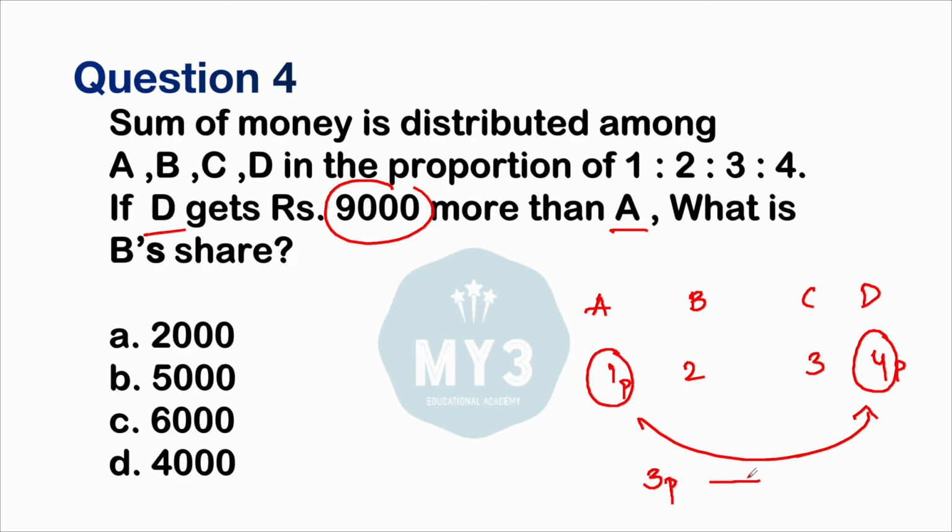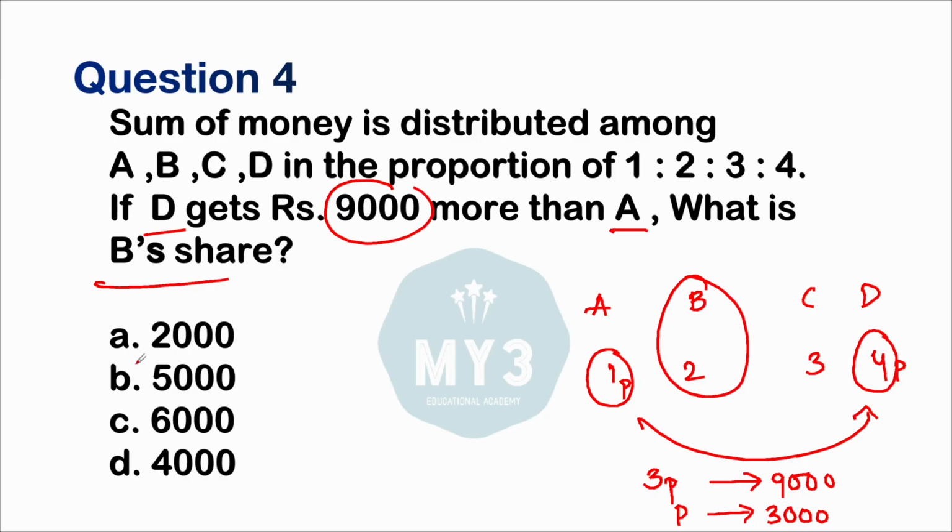The 3 parts value is 9,000. That means 1 part value is 3,000. But they are asking you to find the value of B. B is getting 2 parts. 1 part is 3,000, so 2 parts is 6,000. Mark it as the answer choice.